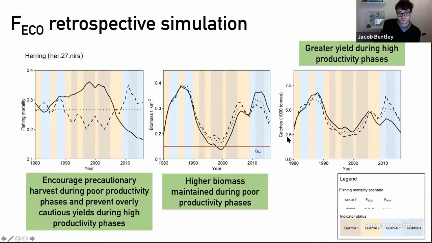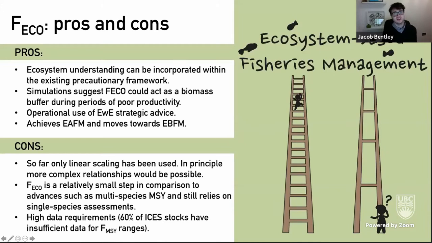So I've just put some pros and cons of F-Eco. A pro of this approach would be that ecosystem understanding can be incorporated within the existing precautionary framework. So it's not too arduous a process to follow. It's already garnered quite a lot of approval within ICES. I'm not too sure where it stands at the moment, but it's been getting quite a lot of support and it's been presented quite a bit. So hopefully we'll see this come to fruition.